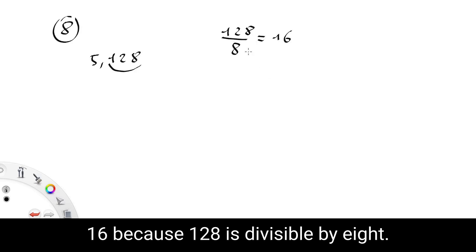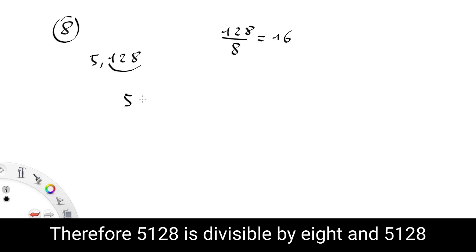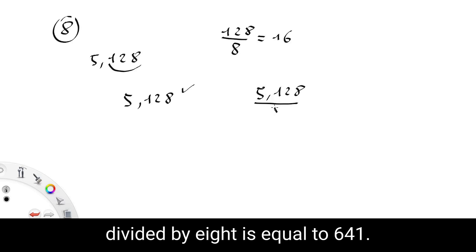Because 128 is divisible by 8, therefore 5,128 is divisible by 8. And 5,128 divided by 8 is equal to 641.